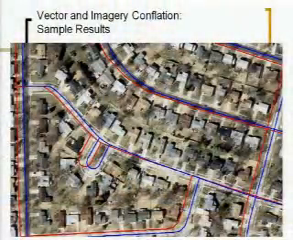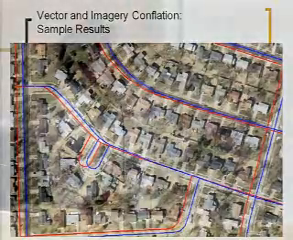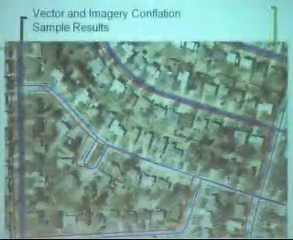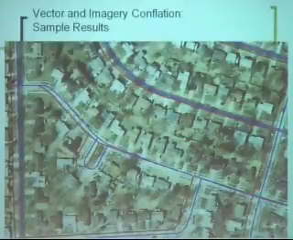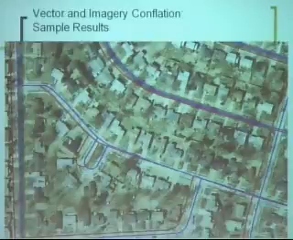All right. So here's a sample of the result of this. The red vectors are the original vector data, I think this comes from the Missouri Department of Transportation. And the blue line here is the actual aligned imagery. As you can see, the alignment's quite good after we go through this process. We know where the intersections are.